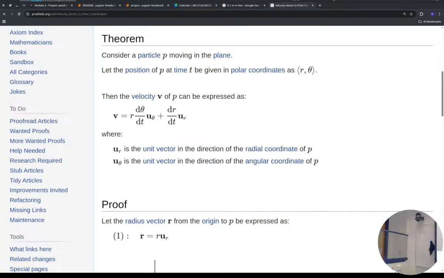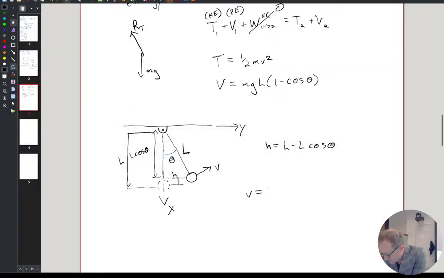So here, R is the distance from our origin, but that's always equal to L. So what's dr dt? If R equals L and L is constant, what's dr dt? 0. So that one's gone. We have no radial velocity. It's not moving in that direction. And then the only one left is R times d theta dt. So my speed is always going to be L times that theta dot.